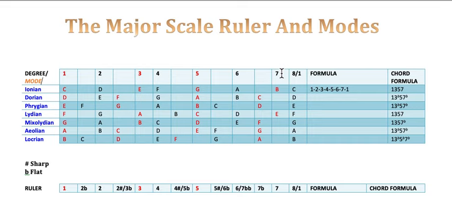Okay, so that gives you the perfect ruler for the major scale. Now all scales are given their formulas in Western music based on the major scale. So we're going to use the major scale here as a ruler. That's what we mean when we say the major scale is a ruler.